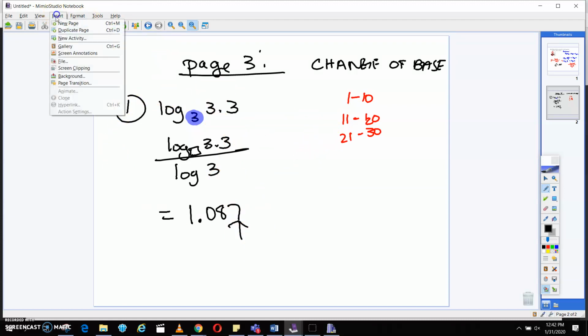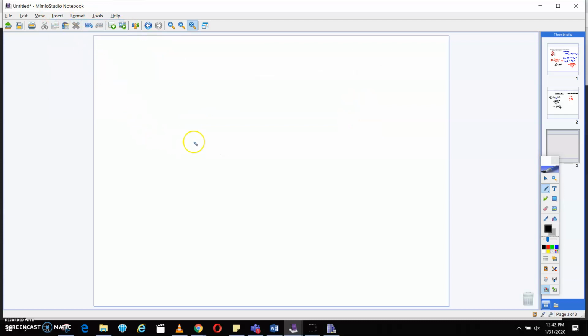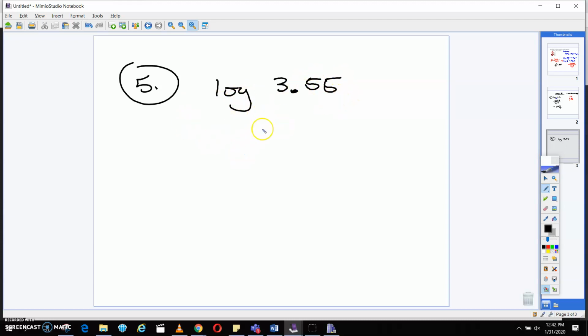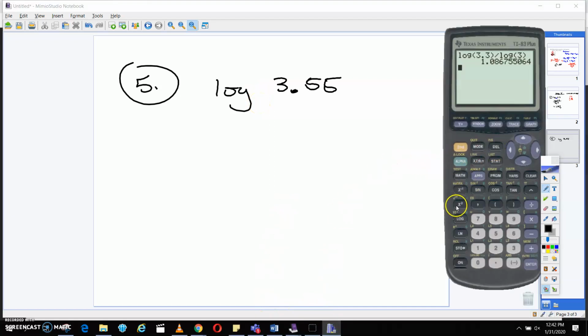Now, go ahead and look at number 5. On number 5, it says log of 3.55, right? That was it. Okay, so log of 3.55. Now, what is the base of this? 10, because there's nothing written here. So you can actually type this directly into your calculator. I'm going to say log of 3.55, close parentheses, and hit enter. That gives me 0.550, right?